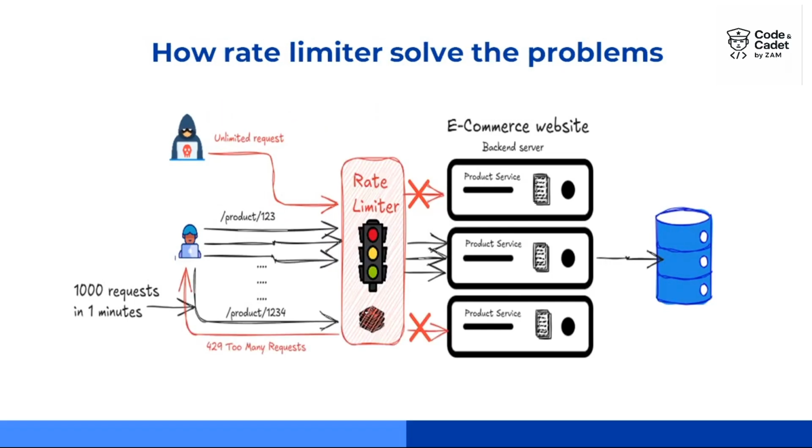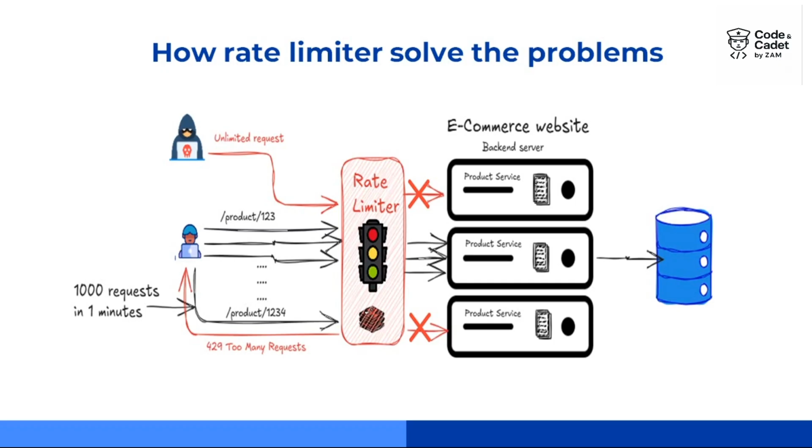Now let's implement a rate limiter in our e-commerce website. We have added a powerful layer of protection between the incoming traffic and our backend servers. Here's how it works. Whenever a client, whether it's a genuine user or even a hacker, sends a request like product 123, that request first passes through the rate limiter. We've configured the rate limiter to allow only 100 requests per minute per user.